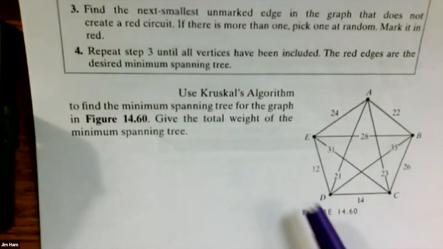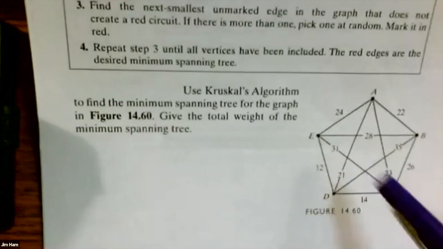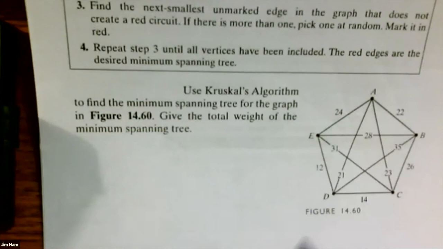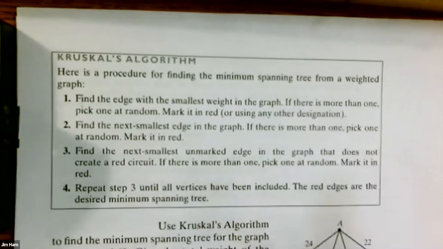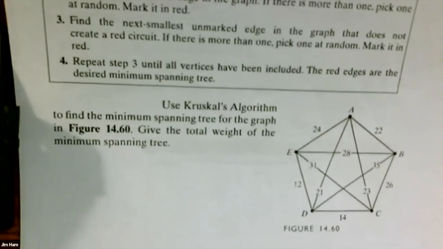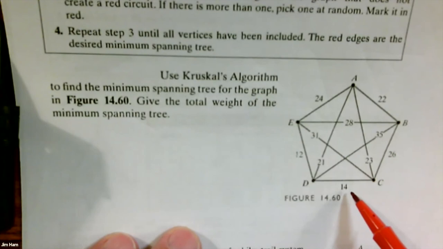Look at all the weights. It looks to be a complete graph. There is a weight on every single edge. Go through and look at all of them and find the smallest weight. This is how Kruskal's algorithm works. Step number one, find the edge with the smallest weight in the graph. If there's more than one, pick one at random. Mark it in red. I think any other color would work as well. All right. Do you see it? What's the smallest? 14? No, 12. Here it is, 12. So this is going to be one edge of your tree.